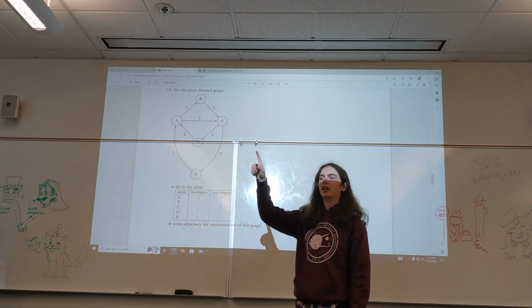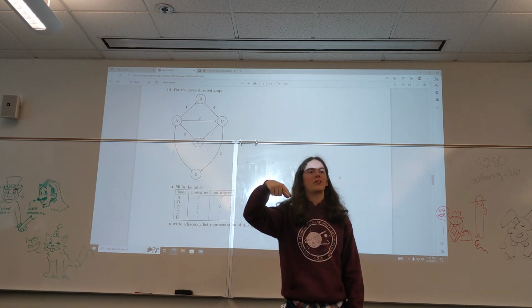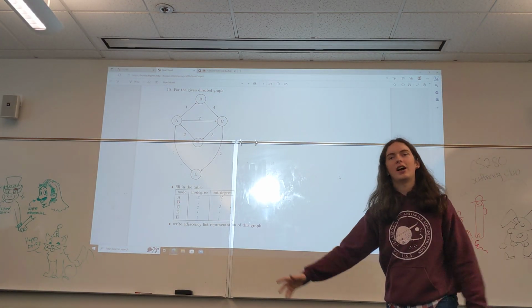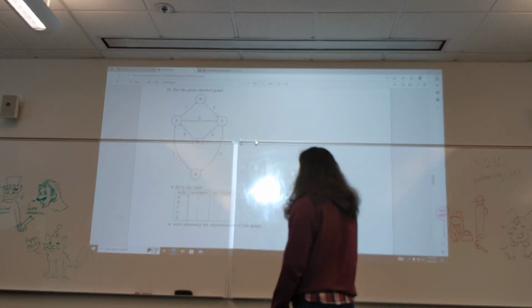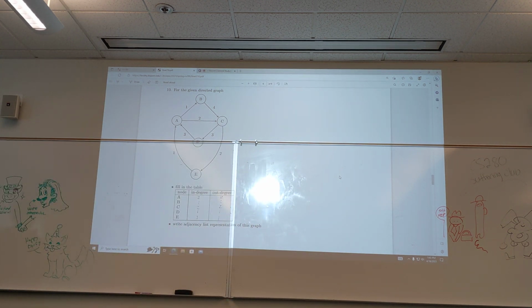In degree is how many arrows or edges point in to a node, because it's a directed graph. Out degree is how many point out, because it's also still a directed graph. Cool. Write an adjacency list. What's a non-directed graph? Non-directed means there's no arrows, just lines, and it means that basically all the connections go both ways.